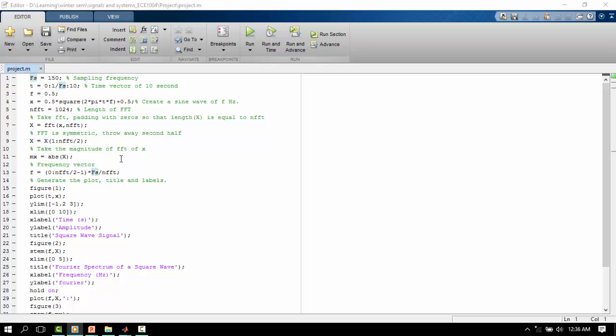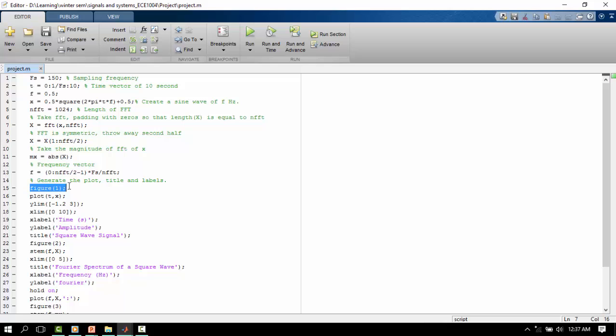Here is the MATLAB code. Firstly, we shall explain the functions used in this code to generate the power spectrum of a square wave. As the name suggests, the square function is used to form a square wave of period 2 pi. fft has been used to find the fast Fourier transform of x with nfft as the length of the transform.